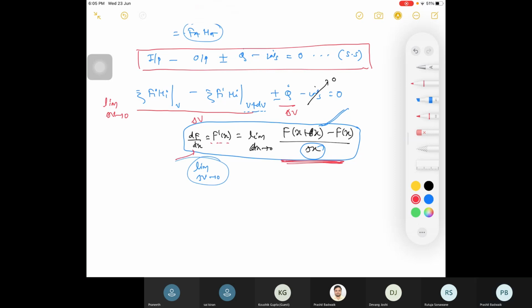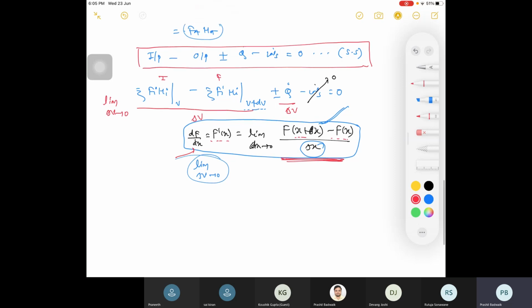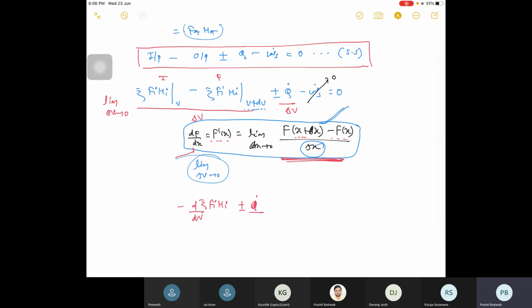So what will happen here? d by dV of Fi into Hi, and that has a minus sign, because it is written as final minus initial, and here initial minus final is written. So that will be a minus sign. So you will have minus of d by dV of summation Fi into Hi, plus minus of your Q rate divided by dV. So I'll write here dQ equals 0.